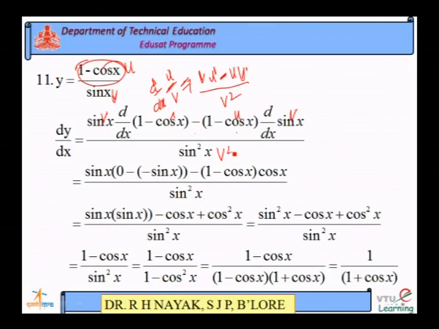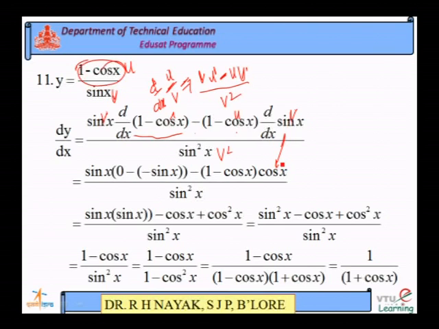Keep sin x as it is. Differentiation of 1 minus cos x: differentiation of 1 is 0 because it is a numerical constant. Keep minus as it is. Differentiation of cos is minus sin. Minus of (1 minus cos x) is taken as it is. Then d by dx of sin x, differentiation of sin x is cos x, divided by sin square x.